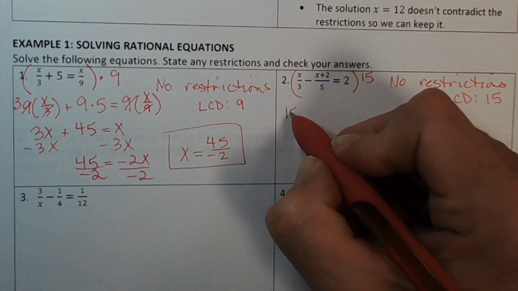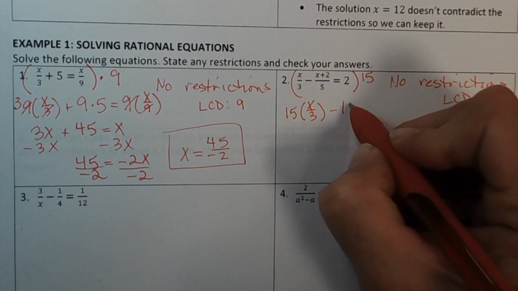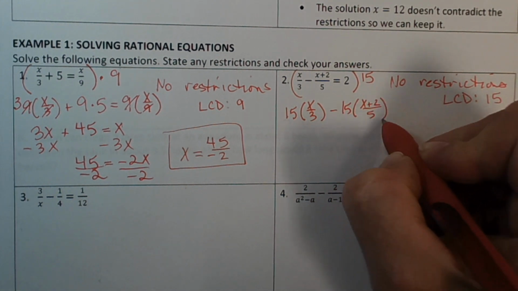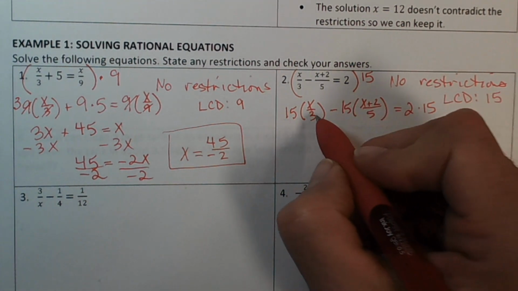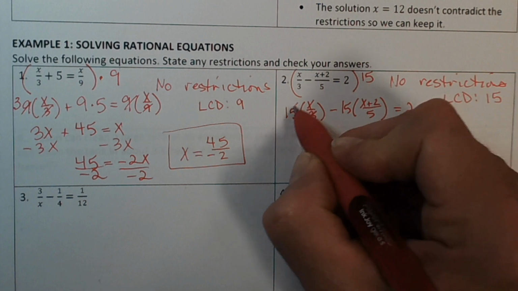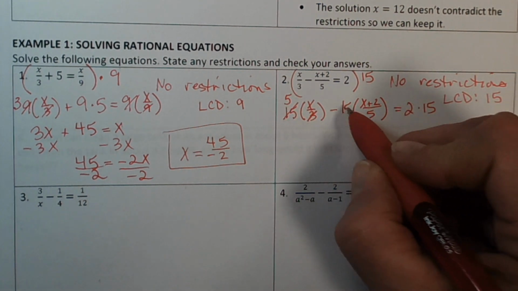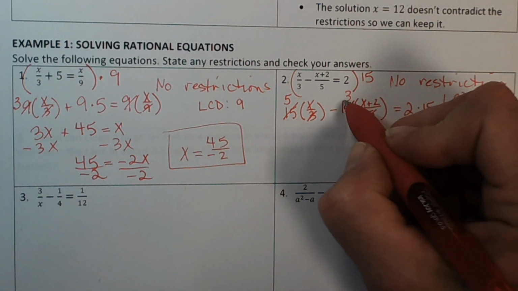So then I have 15 times the x over 3 minus 15 times the x plus 2 over 5 is equal to 2 times 15. All right, we can see how they reduce. The 3 and the 15 reduce. I'll have a 5 left to multiply with the x. The 15 and the 5 will also reduce, so I will have a 3.